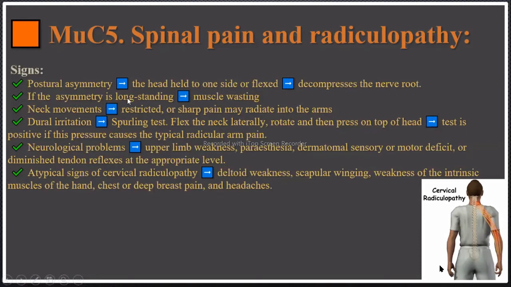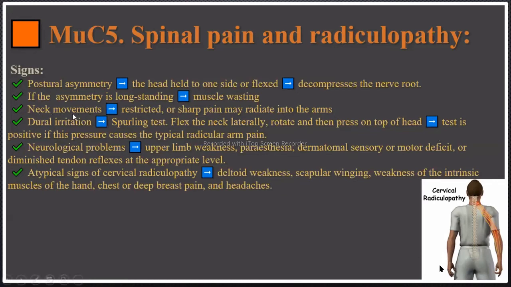If the asymmetry is long standing, it can cause muscle wasting. Any patient who has muscle wasting has a nerve problem. If you find the patient has a right cheek different from the left cheek, he has wasting, he had a nerve problem before. Okay. A patient with muscle wasting in the deltoid had a problem in this muscle, in this nerve before, because he is not using the muscle.